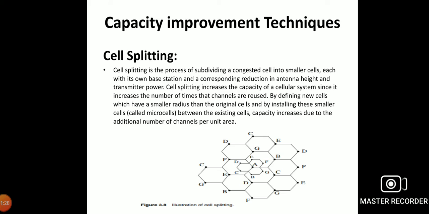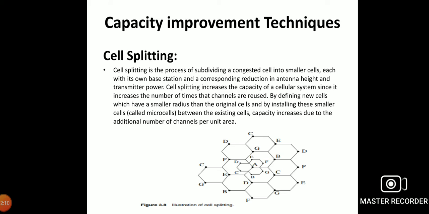Cell splitting is a technique of subdividing a congested, that is a high traffic, cell into smaller sized cells. The parent cell which was originally congested is called a macrocell, and the smaller cells are called microcells. The main objective of the cell splitting process is to increase the cellular capacity of the system where frequency reuse techniques can be efficiently implemented. For example, a congested cell is subdivided into smaller cells.